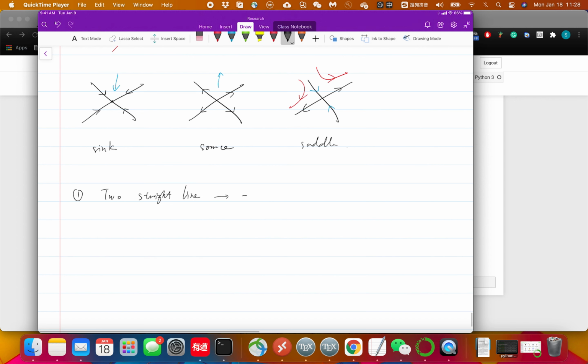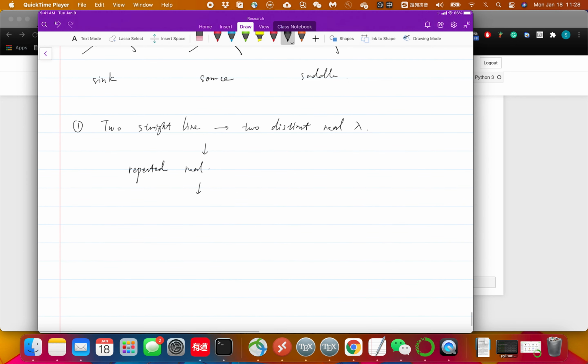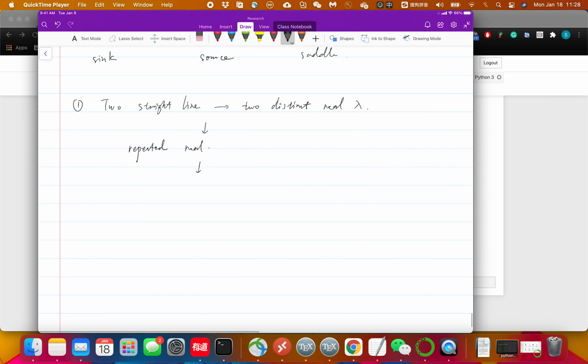Two straight line solutions require two distinct real lambdas. Then automatically we have some left over. What if we have a repeated real lambda? That means we only have one lambda, which only gives us one straight line solution, but we need two in order to get the general solution. And also, what if you have a complex lambda?